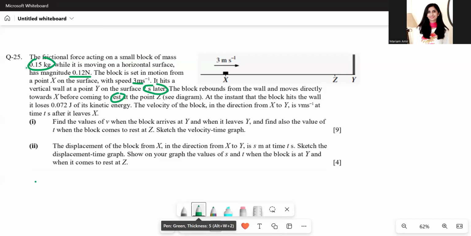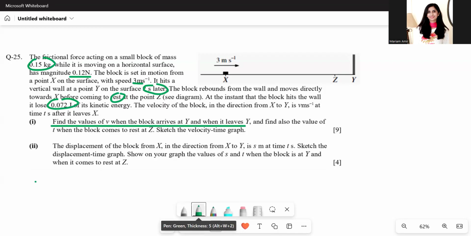At the instant the block hits the wall, it loses 0.072 joules of kinetic energy. The velocity of the block in the direction from X to Y is V at time t seconds after it leaves X. Find the value of V when the block arrives at Y and when it leaves Y. Okay, let's do this first.